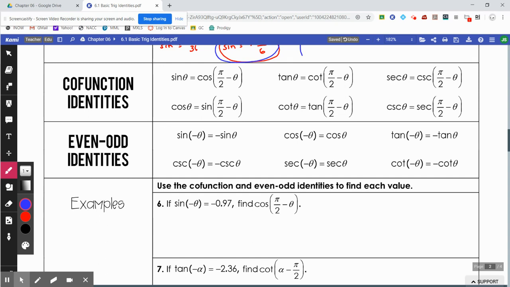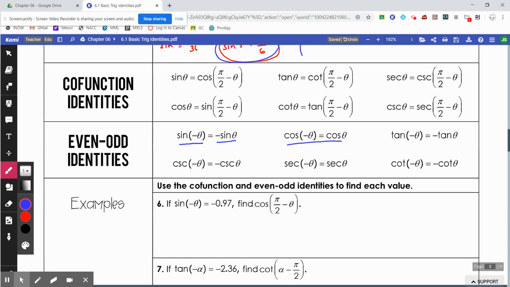You also have even and odd identities that says if you have the sine of a negative angle, you could actually move that negative out front. So like the sine of negative 30 would be the negative sine of 30. The cosine of negative 30, however, would be the cosine of positive 30. You can drop that negative when you're dealing with cosine.